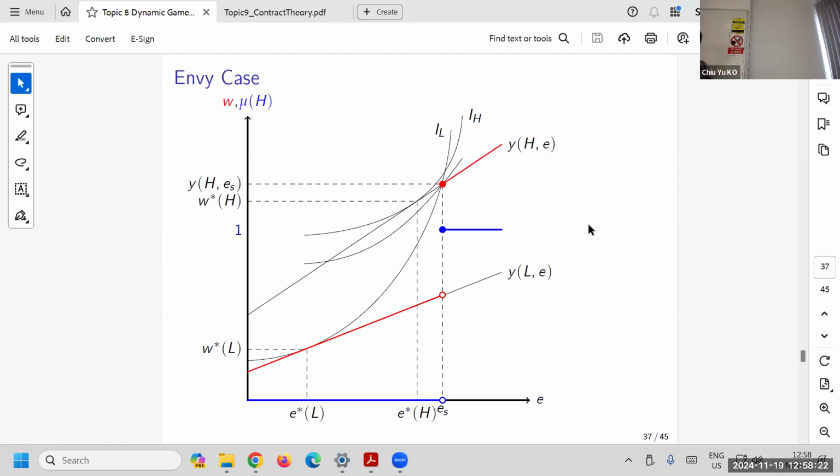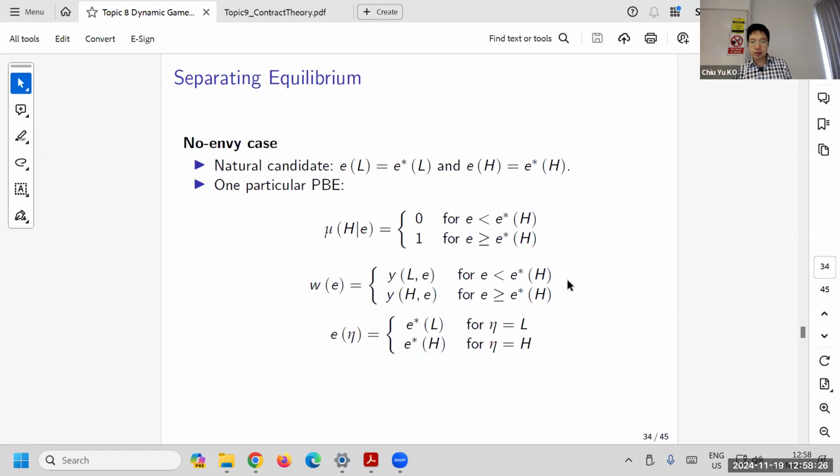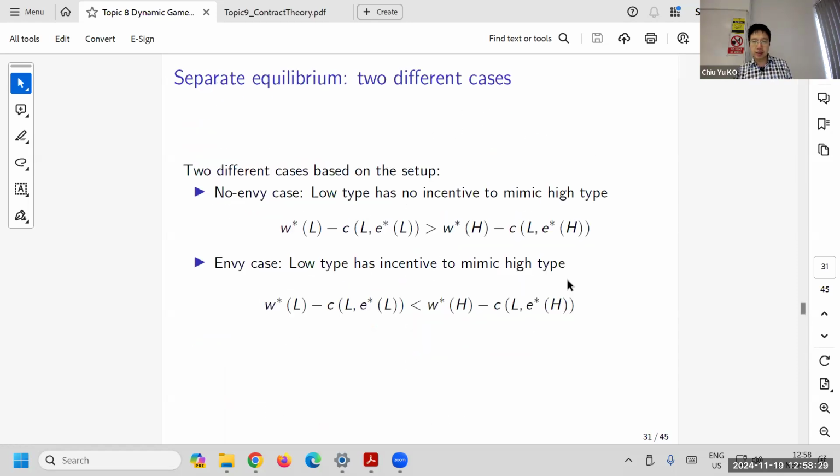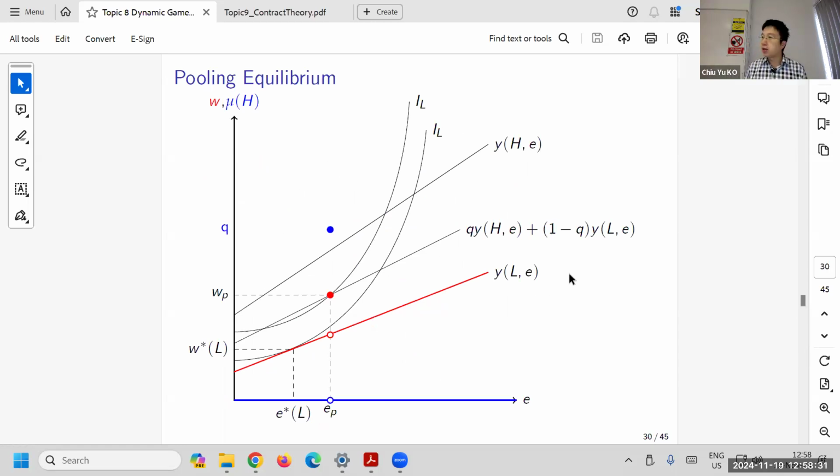Okay. So these are the 3 different cases, right? We have the pooling equilibrium that is rather uninteresting because everyone does the same, which is usually not the case, right? Because if you're high type, you want to separate. You don't want to pool together, right? Otherwise, you get a not so good treatment, right?